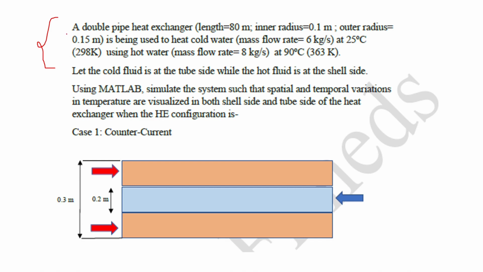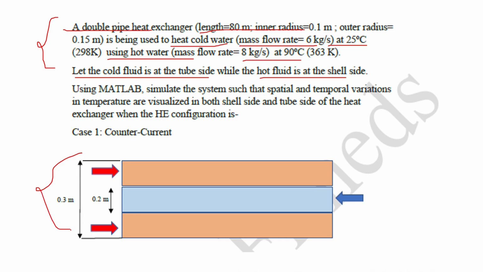Alright, so we have been given a double pipe heat exchanger, right? And we need to heat cold water at 25 degrees Celsius. We've been given the dimensions of the heat exchanger and the mass flow rate of the cold water, and we've also been given that we need to use hot water to heat up this cold water, and the mass flow rate of the hot water has also been given. Let the cold side fluid be at the tube side while the hot fluid is in the shell side. That's quite evident from the figure given here.